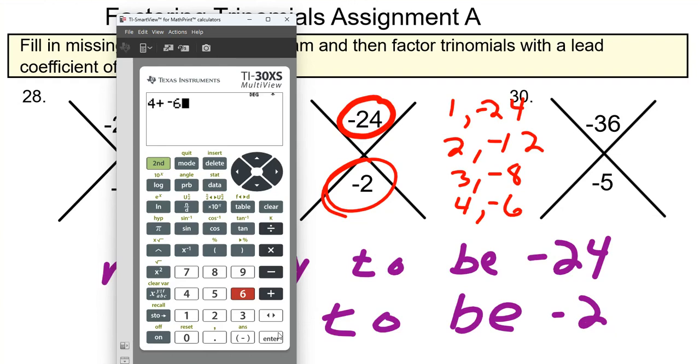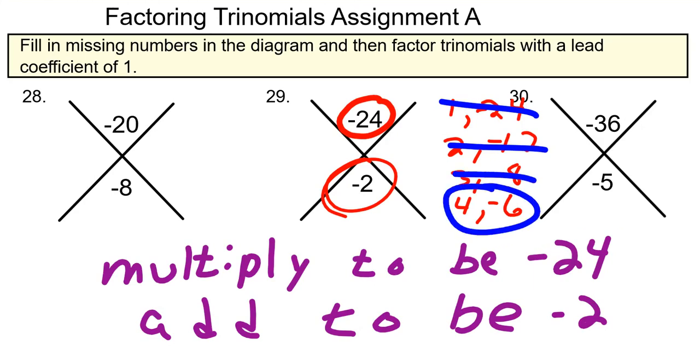Since 4 plus negative 6 is negative 2, these are the numbers we are looking for. So we can respond negative 6, 4, or we can respond 4, negative 6. Let's move on to number 30.